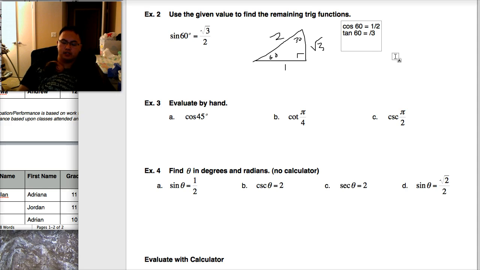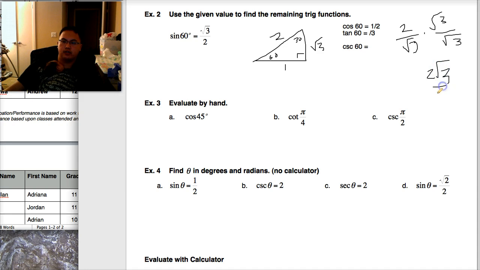So now the easy parts, you just flip the rest of them. Cosecant of 60, I flip radical 3 over 2. You'll notice when I flip it, I get 2 over radical 3, which is no good because I have a radical on the bottom. So do you know what I multiply top and bottom by? Radical 3, sorry. So simplified, it's 2 radical 3 over 3. So cosecant 60 is 2 radical 3 over 3. And I'll just put an arrow there.